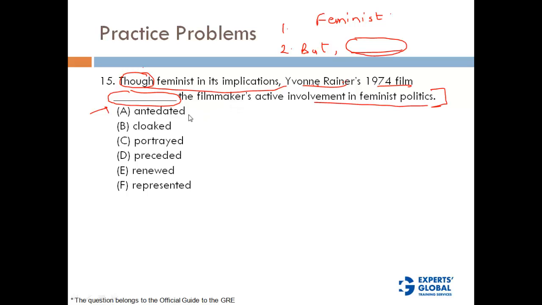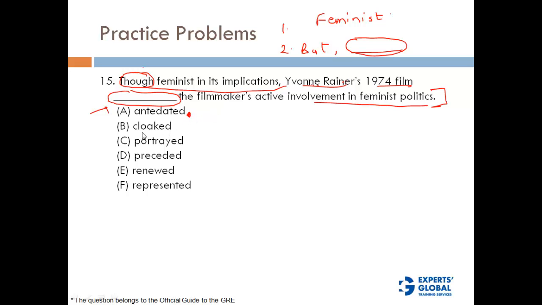Antedated. Now if you write antedated, though feminist in implications, the author's 1974 film antedated, that means preceded, the filmmaker's active involvement in feminist politics. Okay, now this makes sense. What it is saying is that the person made a film in 1974 on feminist issues, but still, she did not enter feminist politics until much later, right? This is what the meaning is coming out of it. So this seems to be a good answer.